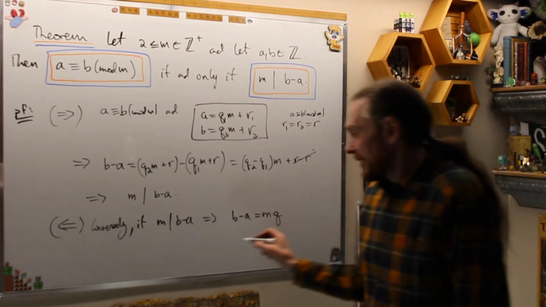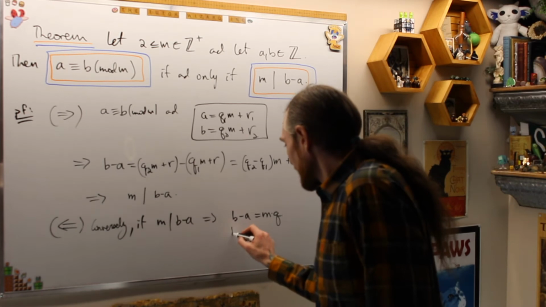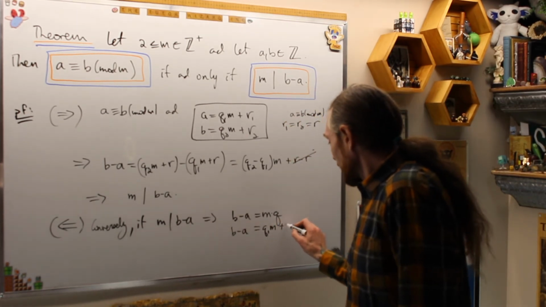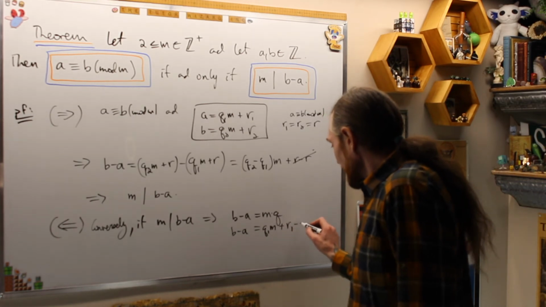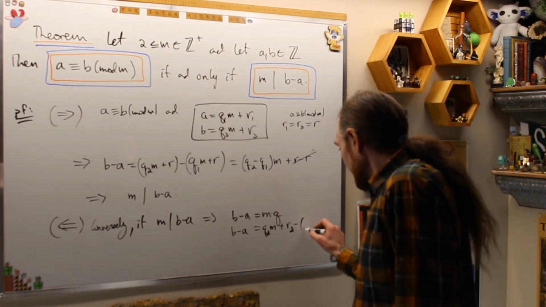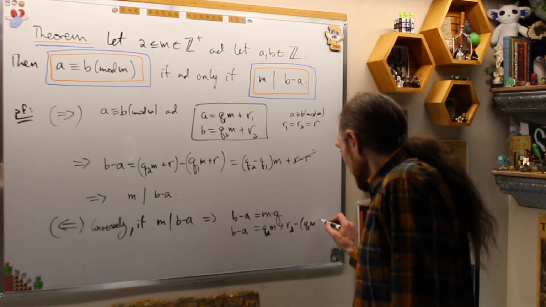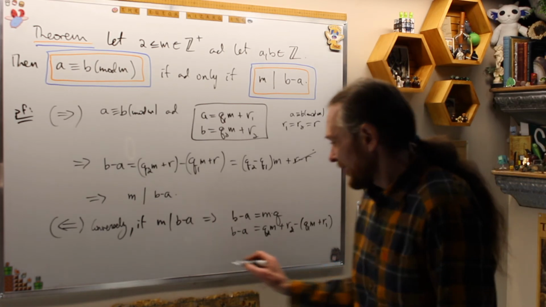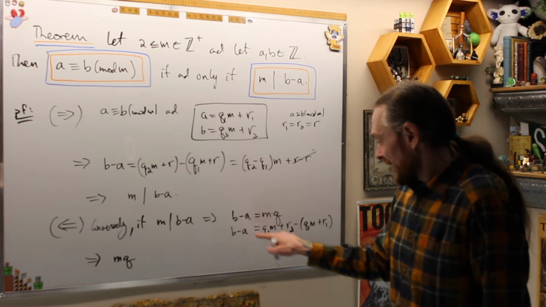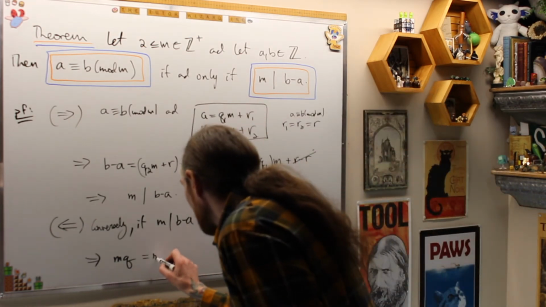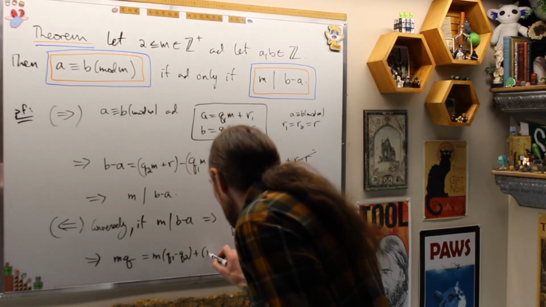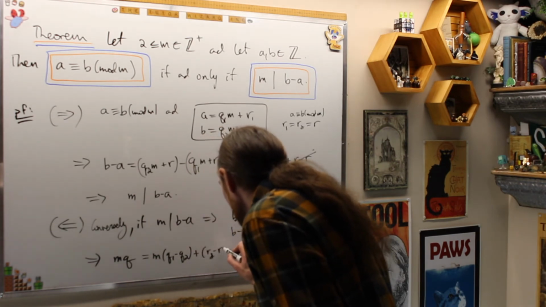So on the other hand, we also have that b minus a is also going to equal q1 m1 plus r1 minus, sorry, this would be the 2 again, minus q1 m plus r1. So this gives us what? This says that mq, from this one, which is b minus a, also has to equal m(q1 minus q2) plus r2 minus r1.